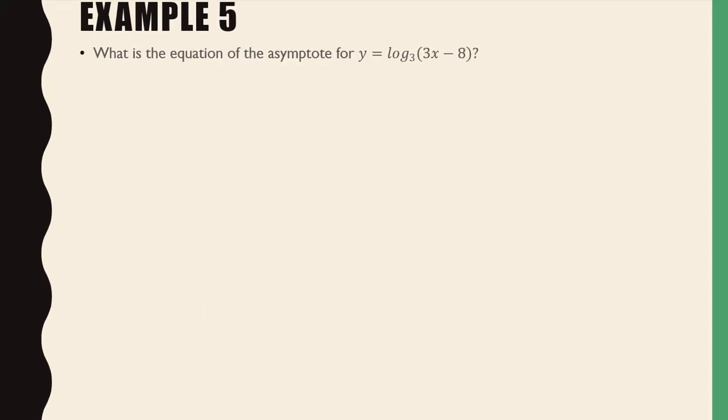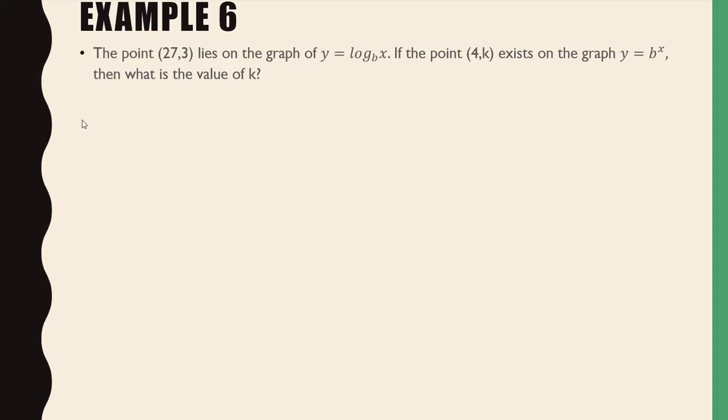On to example 5. What is the equation of the asymptote for y equals log base 3 of (3x minus 8)? Well, for this question, there isn't too much to it. The biggest problem here is that this is 3 times x, meaning we need to factor that 3 out. So it becomes log base 3 of 3 times (x minus 8 over 3). I don't know what 8 divided by 3 is, so I'll just leave it as a fraction. Now our asymptote is always based off of our horizontal translation. In this case, our horizontal translation is 8 over 3 right. So therefore, our asymptote is going to be at x equals 8 over 3. Easy as that.